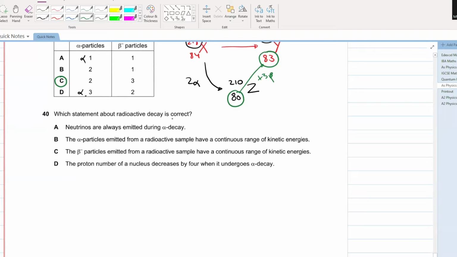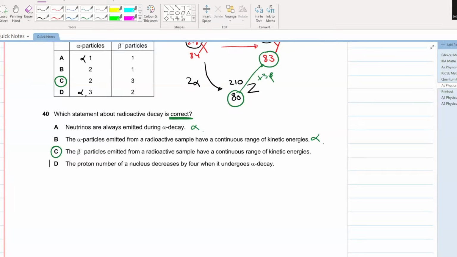Which statement about radioactive decay is correct? Neutrinos are always emitted during alpha decay? No. The alpha particle emitted from a radioactive source? No. The beta particle emitted from a radioactive source has a continuous range of kinetic energy? C is your answer. Simple as that.